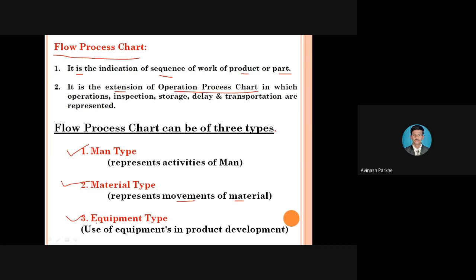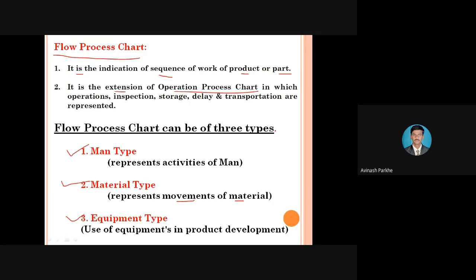So all the movements taken by that particular equipment or machine are recorded by using this equipment type flow process chart. Through this flow process chart, you will get an idea of the distance traveled by the man. If a man is moving from one station to the second to the third, how much distance is traveled by that man can be recorded by using this flow process chart.